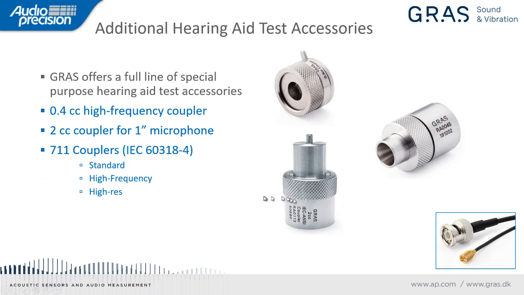There's this 2cc coupler for a 1-inch microphone if you may need to make lower level measurements or to meet a certain standard. And then with the 60118 Part 0, there's the option to use ear simulators, sometimes called 711 couplers from the former standard. The current standard governing those is IEC 60318-4. And Grass offers 3 types in this package. There's the standard one, the high frequency one, and the high resolution one. And of course, there's a variety of connection cables available to connect the microphone to the analyzer.